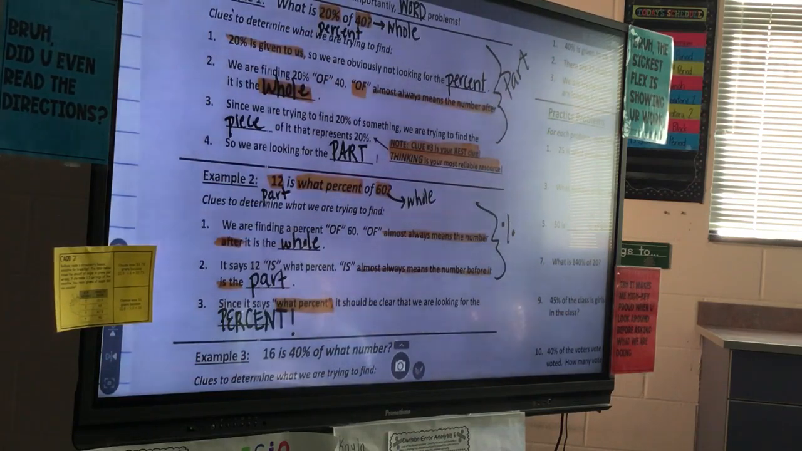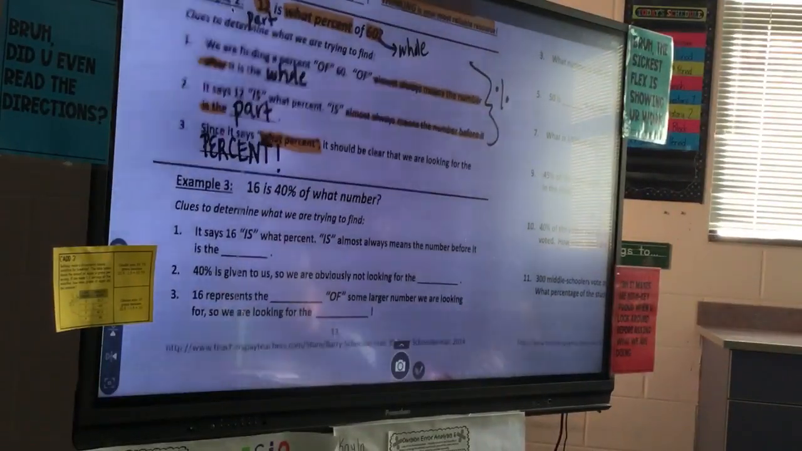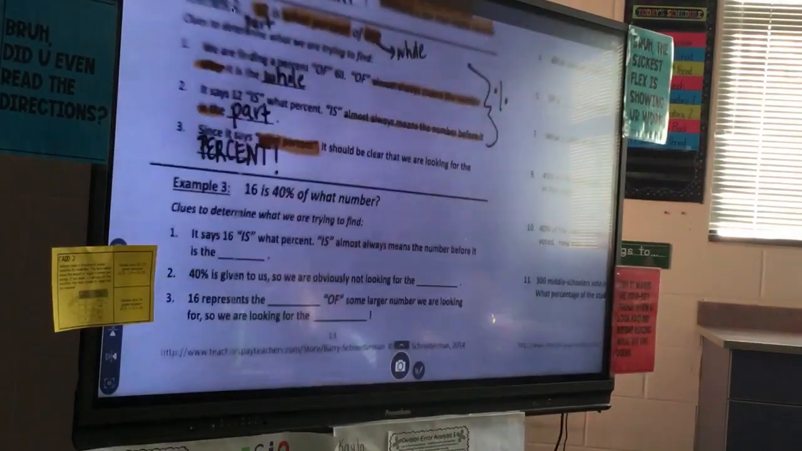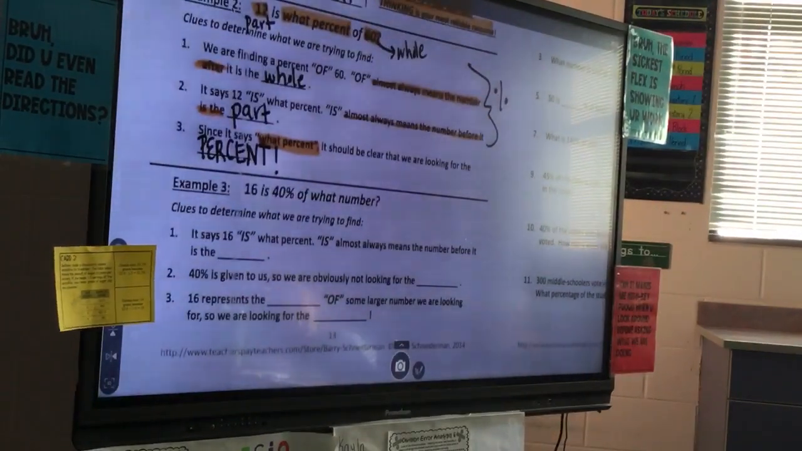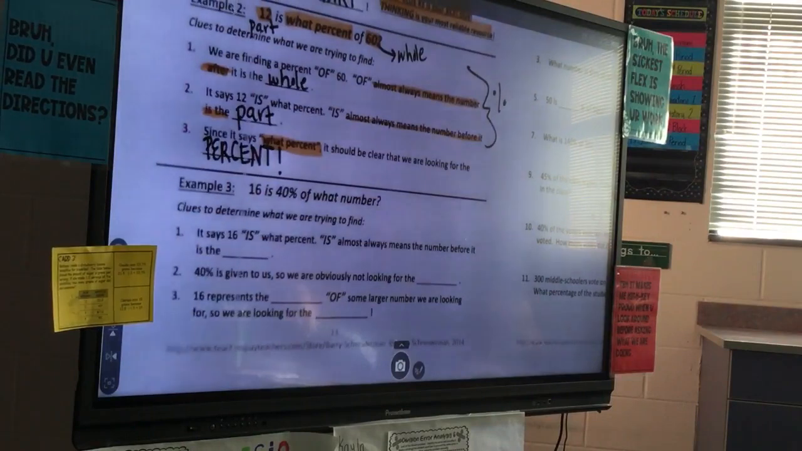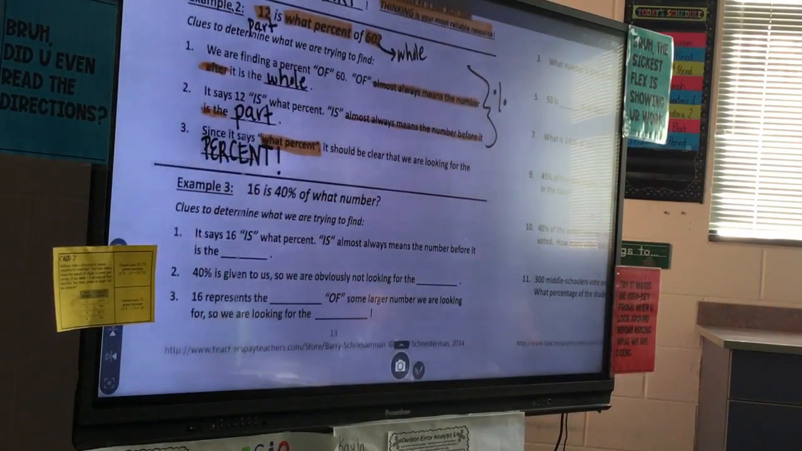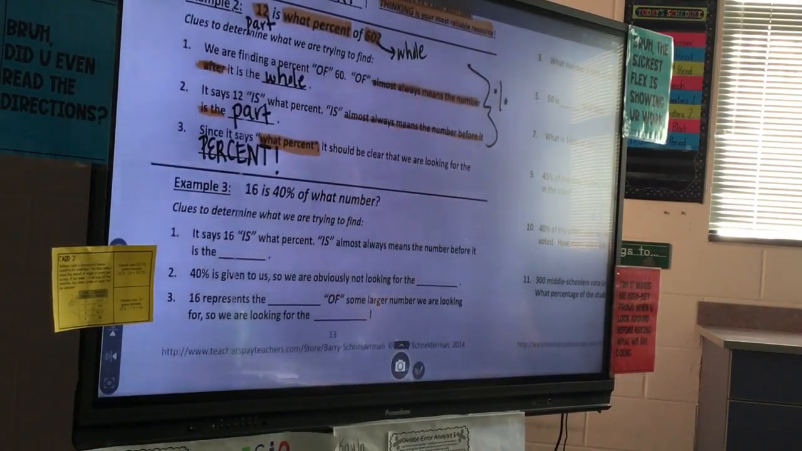All right, the last one. We talked about finding the part, and we've already talked about finding the percent. Process of elimination. What do you think this last type is? If we've already found the part and the percent, there's only one thing left. What do you think that is? BK? Is it the part, the whole, or the percent? The 12 is the part.